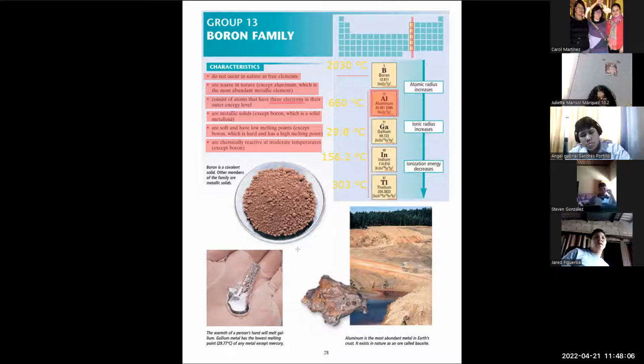Now, I wanted you to see this picture over here. It says aluminum is the most abundant metal in Earth's crust. It exists in nature as an ore that is called bauxite. In Spanish, bauxite is known as bauxita, and it is a mineral, okay? It is a mineral. And that mineral contains aluminum.